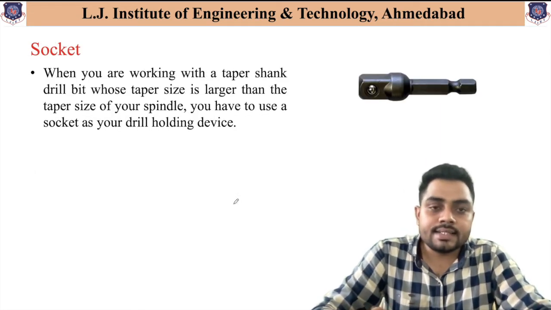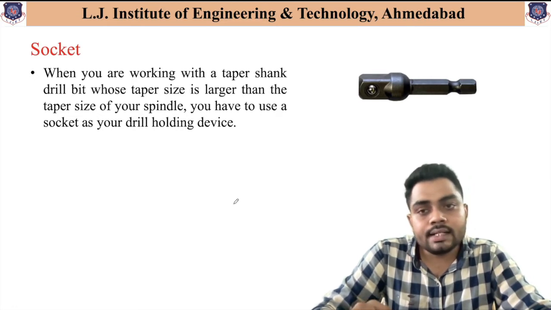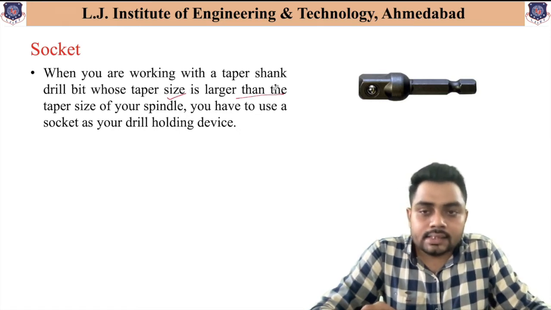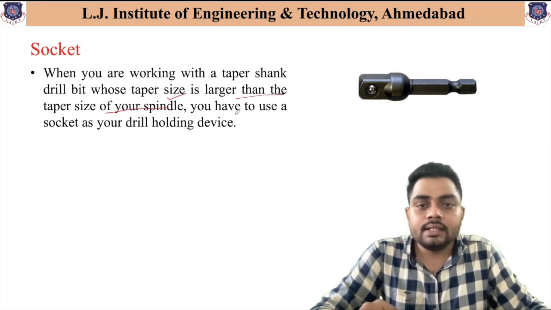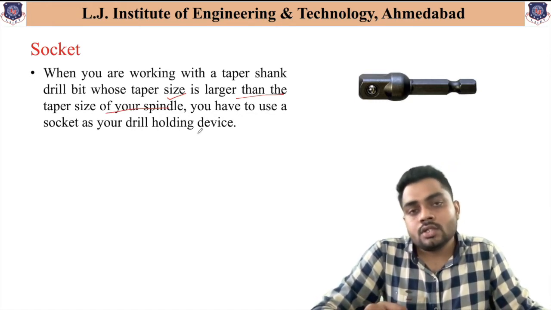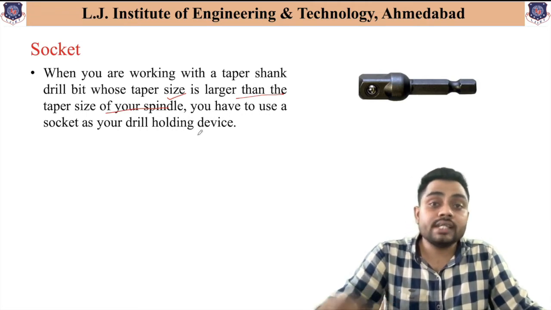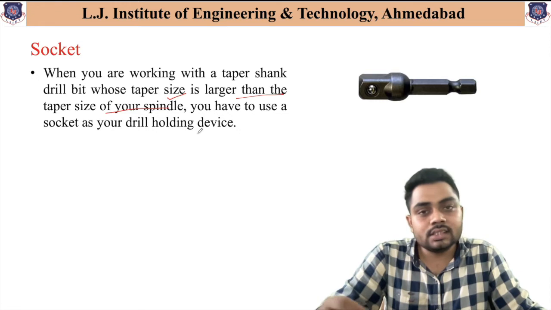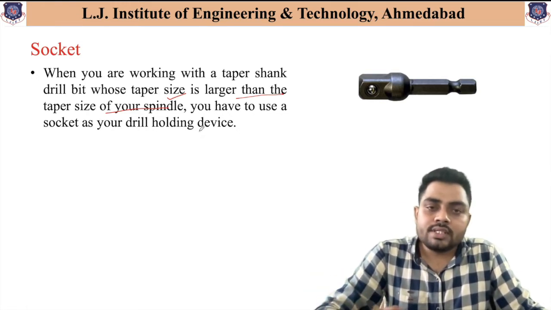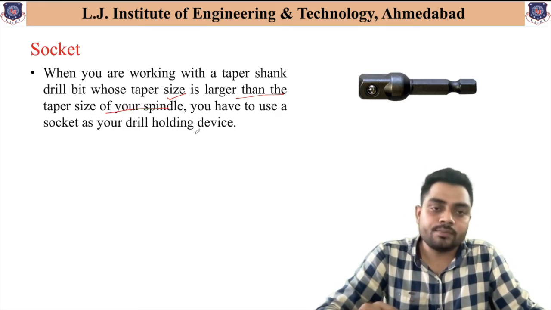Now the next one, that is the socket. When the person is working with a taper shank drill bit whose taper size is larger than the taper size of the spindle, at that time this socket type holding device is used. So the applications of all these three holding devices are different, and based on the requirement one should use a drill chuck, drill sleeve, or drill socket. So these are the holding devices used with drilling machines.